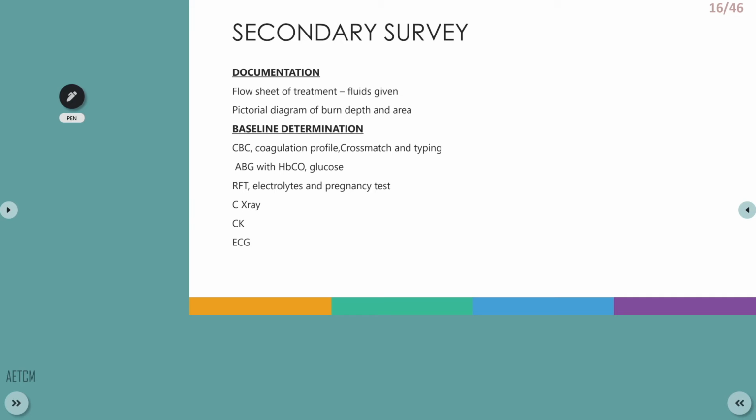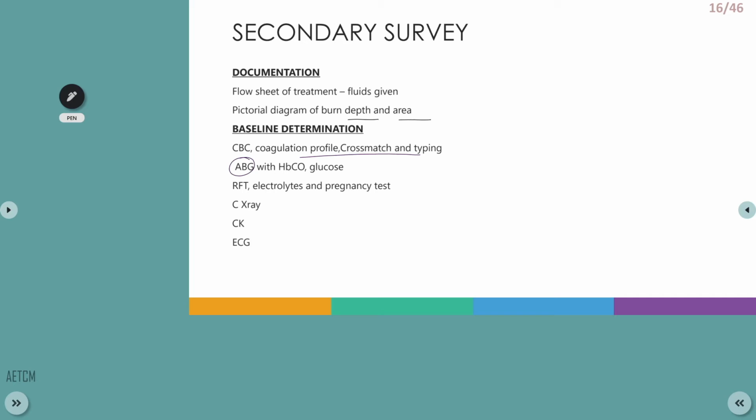And coming to the secondary survey, we need to document the urine output and the fluids given. So strict I/O charting should be documented, along with a pictorial diagram of the burn depth and area involved, and what all blood samples should be taken and what is their importance. So we need to take the initial CBC, coagulation profile and cross matching for resuscitation. These things should be taken.